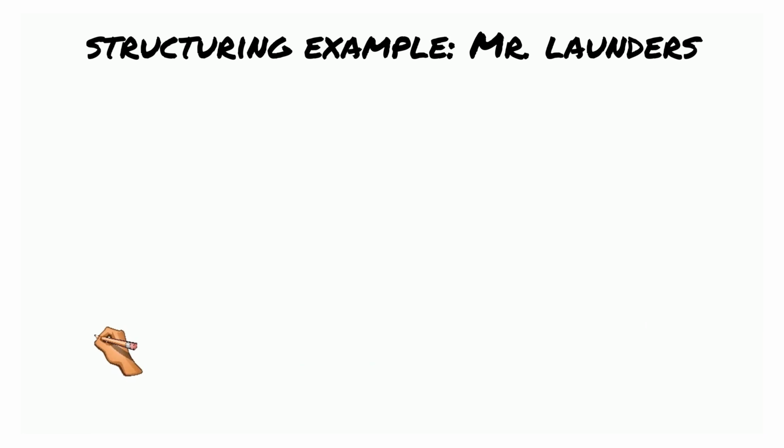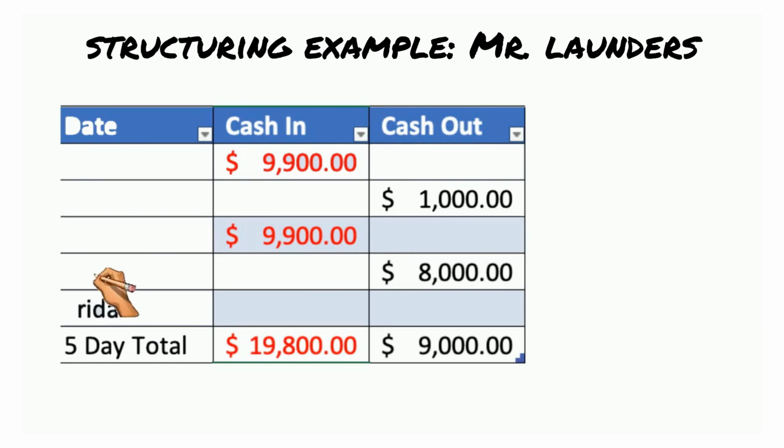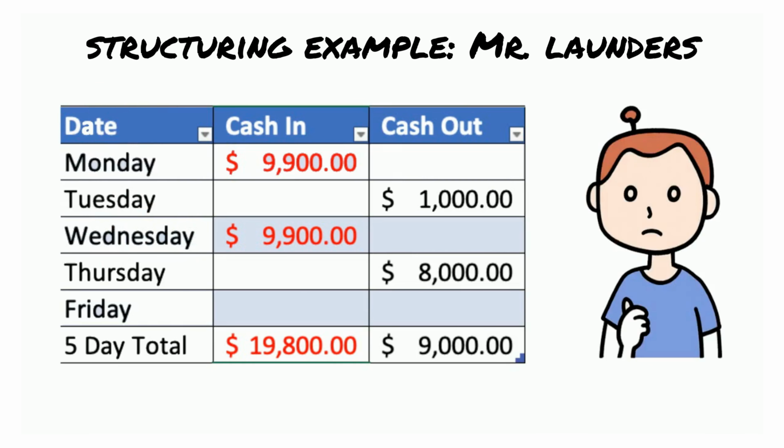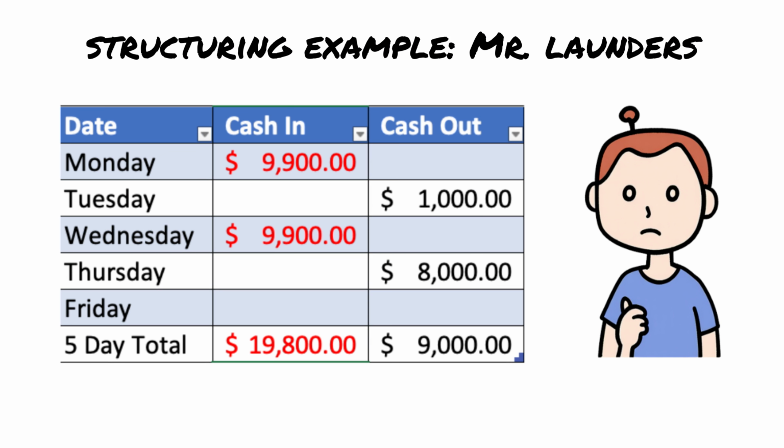If Mr. Launders deposits cash below the threshold on Monday and Wednesday, as shown here, it should not be assumed he is trying to structure funds. Further review and research from the AML team would be done utilizing various factors to determine whether suspicious activity has occurred.